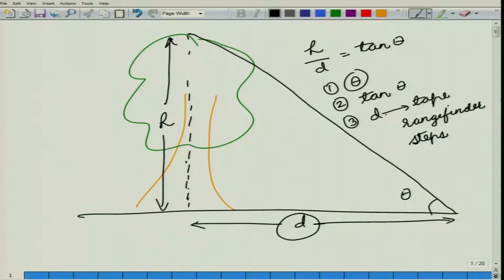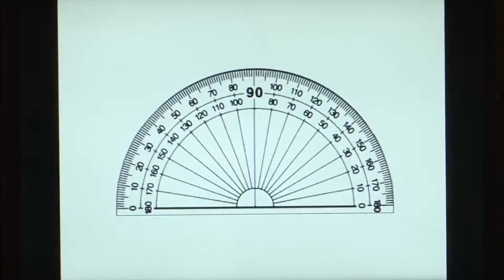Now, you must have used a device known as a protractor in your earlier classes. So, this is how a protractor looks like. It is an instrument, generally transparent, and all the degrees are shown here from 0 degrees to 180 degrees on both sides. Now, a protractor can very easily be used to measure an angle on a sheet of paper.